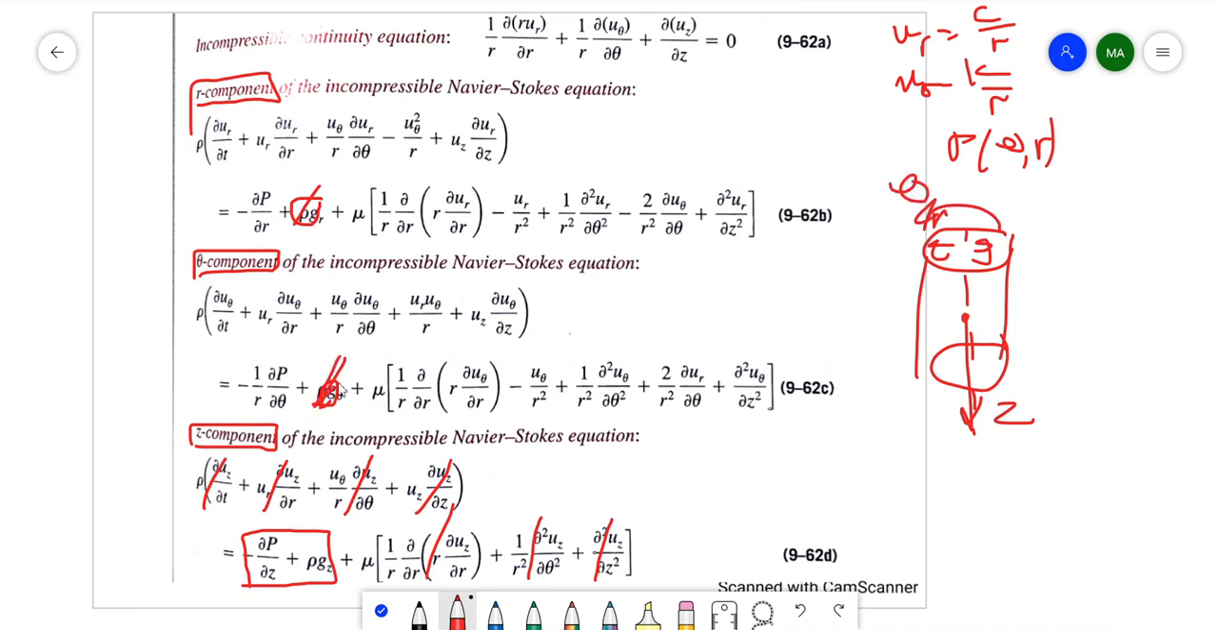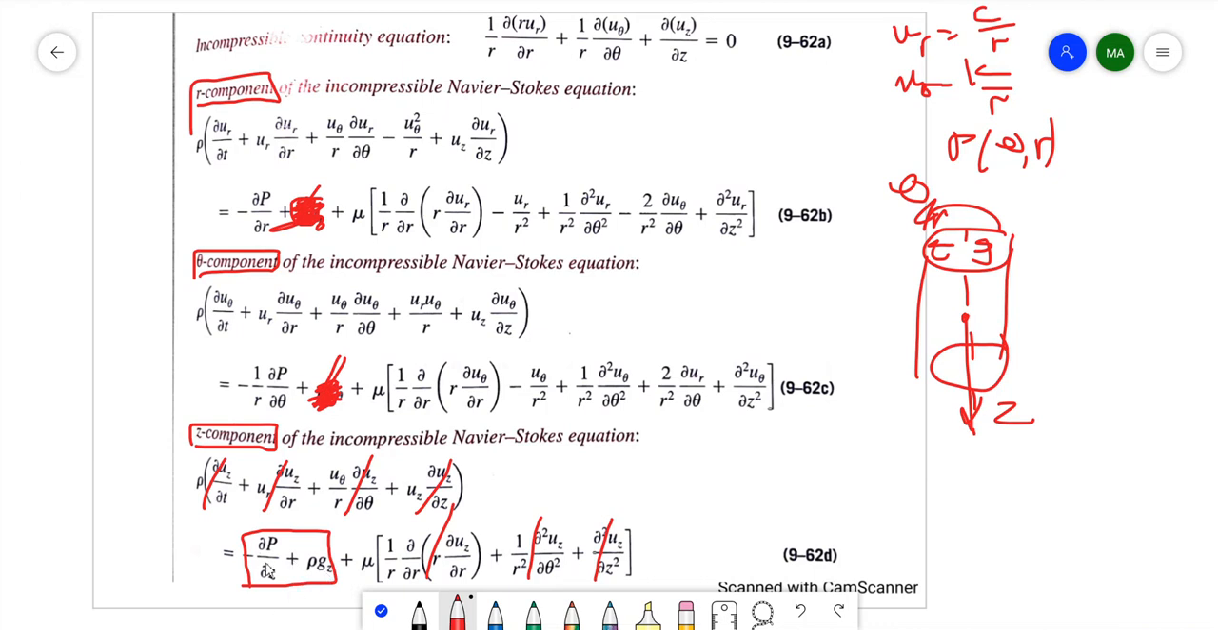So no body forces in the theta and no body forces in the r direction. And of course, the only body force that we have in such problems is gravity. You can have electromagnetic forces, other types of forces, but for our problems, we usually only have gravity. So the body force here is 0, the body force here is 0, and here we have the body force, rho gz.